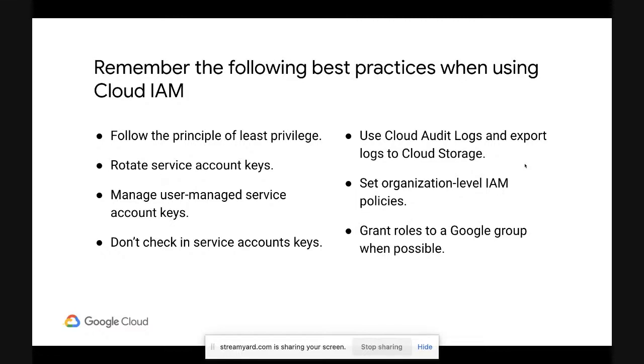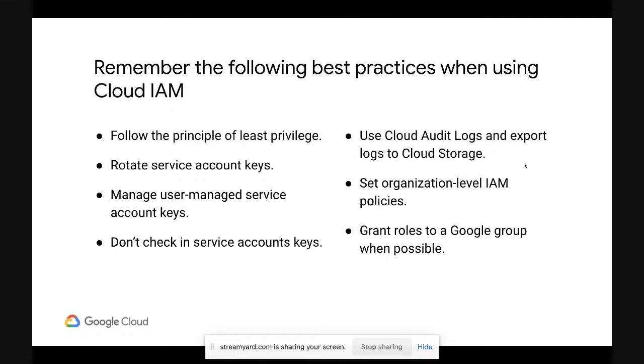Whenever possible, set organization-level IAM policies to grant access to all your projects, and this will protect you against errors. If you have a set of policies that applies to all your projects, do it at the higher level. Don't go to each of those projects and apply them over and over again. This kind of process is prone to error. It's very tedious and not very practical. So this is another one. And grant roles to Google Groups when possible.